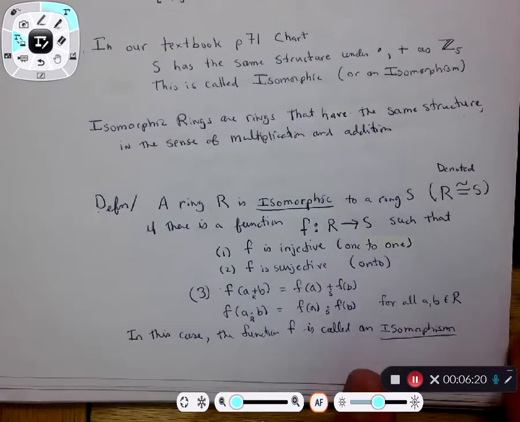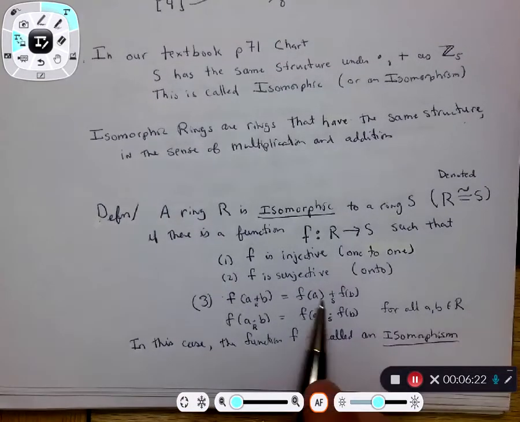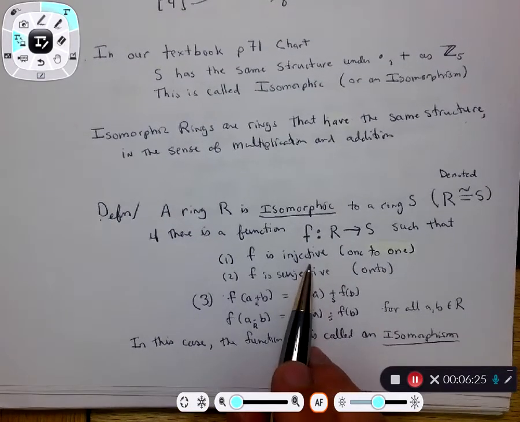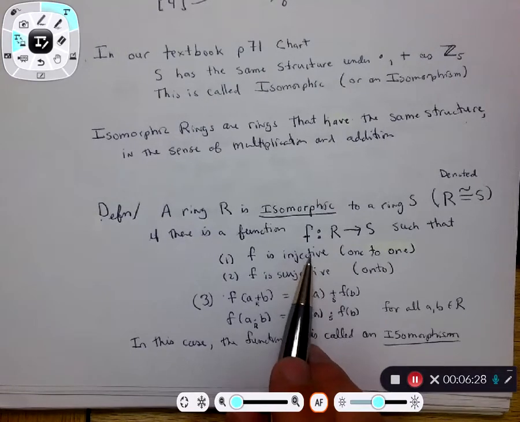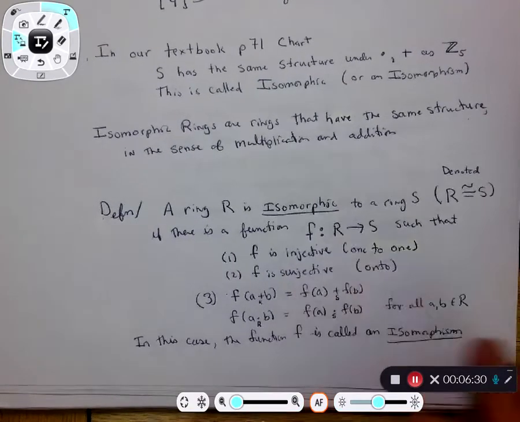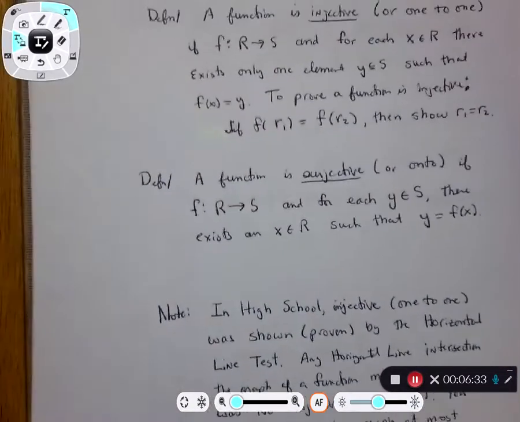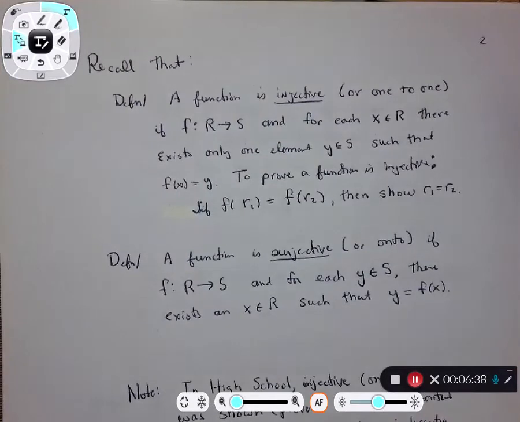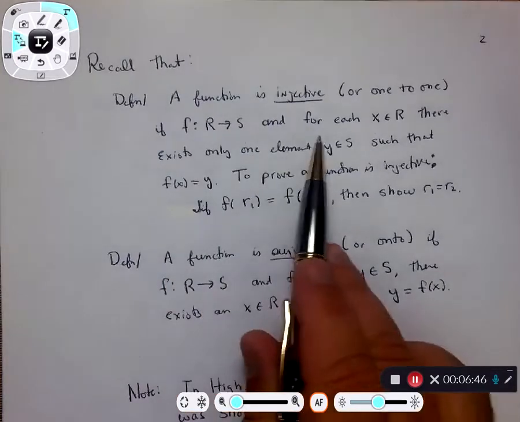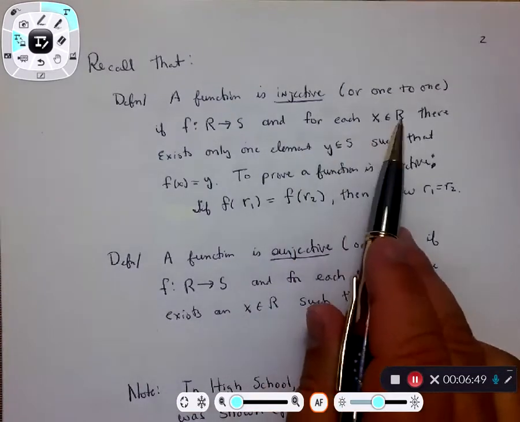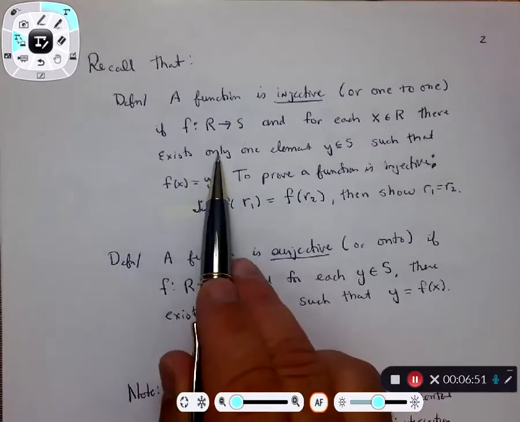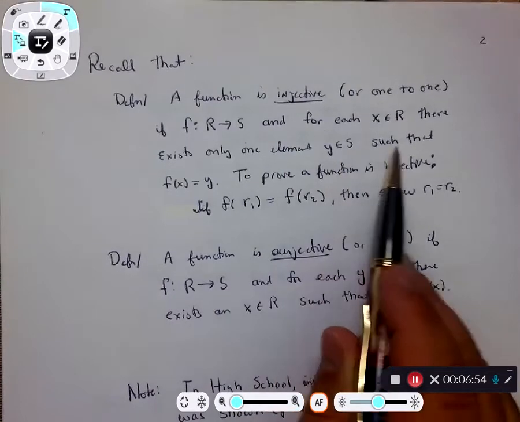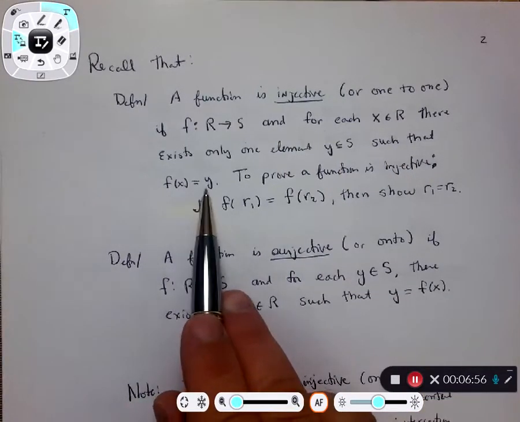But you may have forgotten your old one-to-one onto concepts when we're using the big words for this one now. You're in junior level math classes now. Injective, which means one-to-one, and surjective, which means onto. So let's remind ourselves of some definitions here. Recall that the function is injective, or one-to-one, if f maps R to S and for each element X in R, there exists only one element Y in S such that f of X is equal to Y.